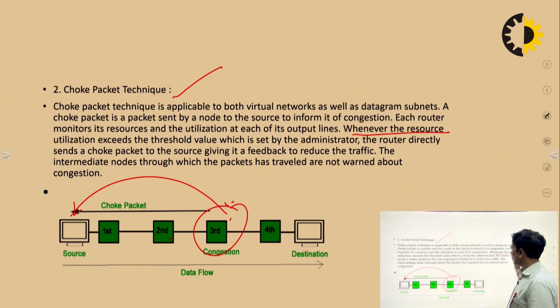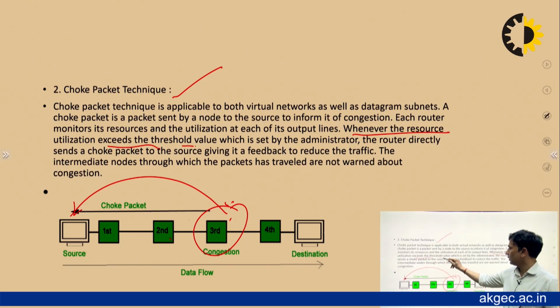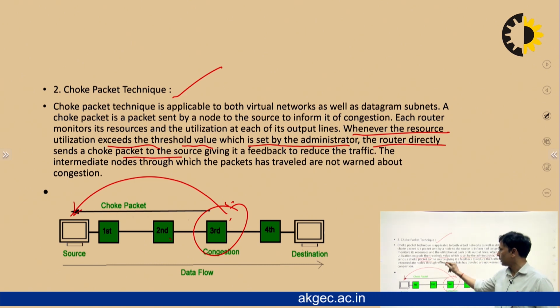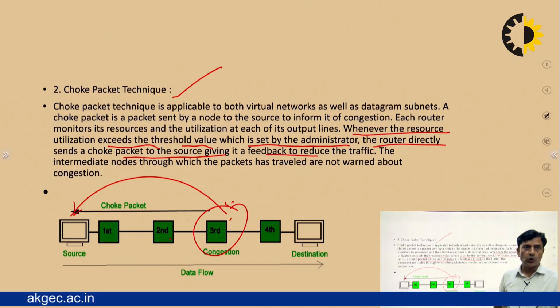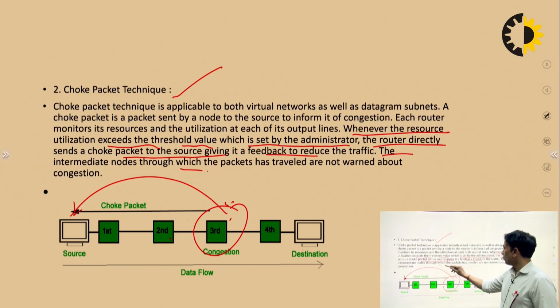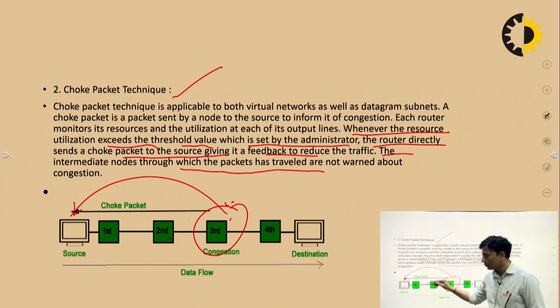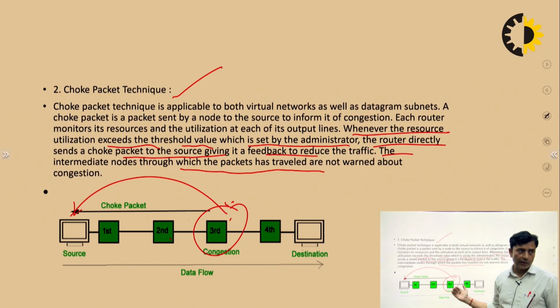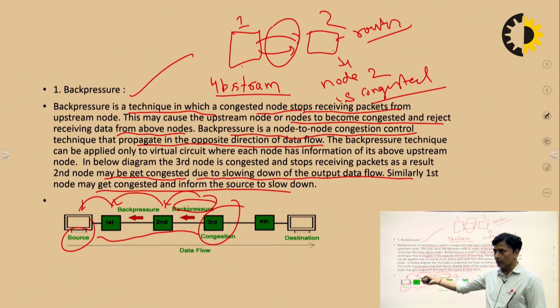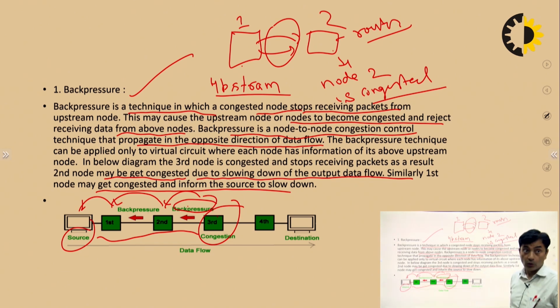So whenever the resource utilization exceeds the threshold value which is set by the administrator, the router directly sends the choke packet to the source, giving feedback to reduce the traffic. Okay, so this is used as feedback to slow down the source. The intermediate nodes through which the packet has traveled are not warned about the congestion. But in the previous case, all the intermediate nodes are also warned to slow down.